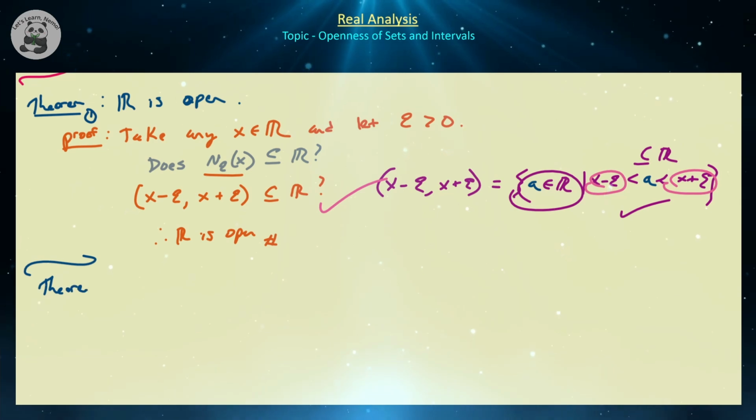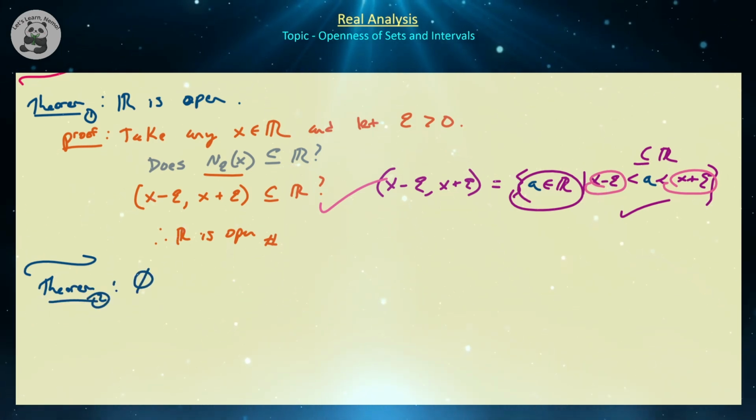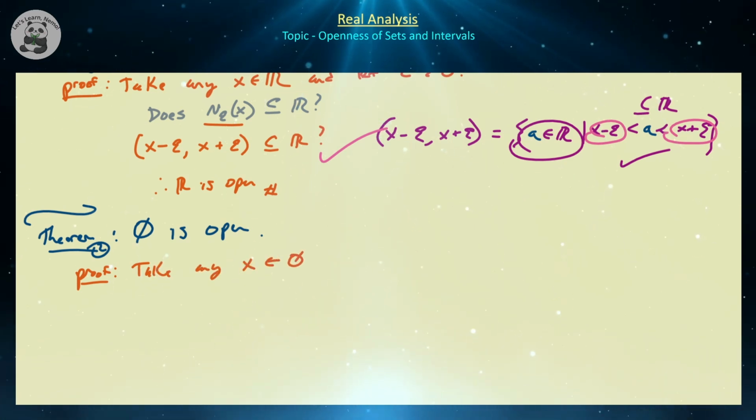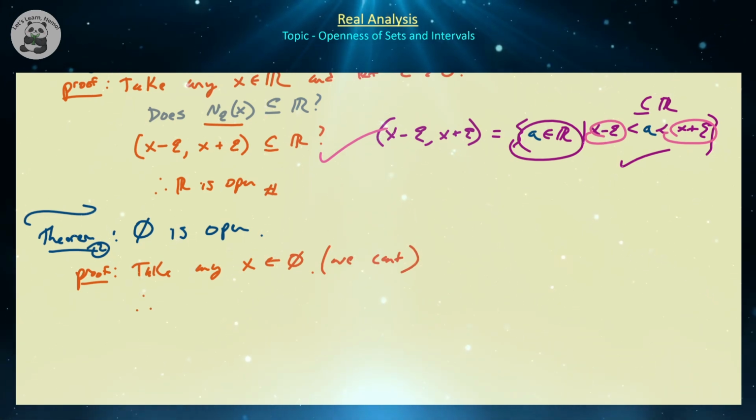And let's go to its complete opposite character, the empty set. The empty set is also an open set. Okay, so how are you going to prove that the empty set is an open set too? So take any x in the empty set. Now think about that for a moment. Technically, we can't, right? So what do we have?